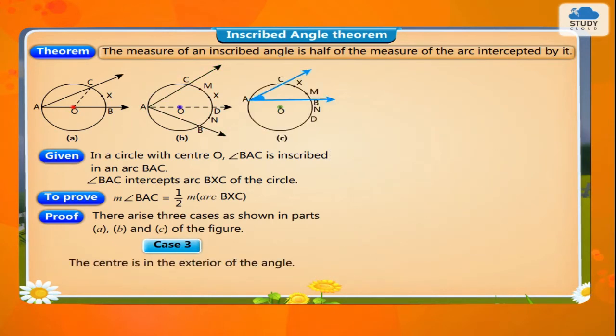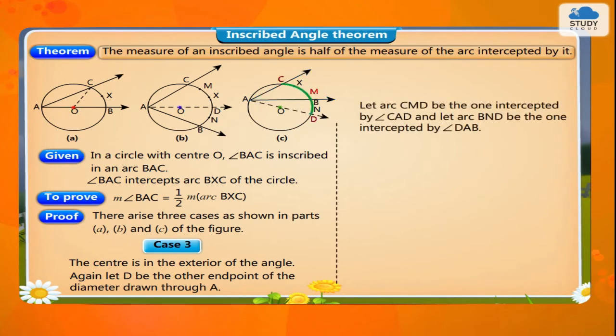Case 3. The center is in the exterior of the angle. Again, let D be the other endpoint of the diameter drawn through A. Let arc CMD be the one intercepted by angle CAD, and let arc BND be the one intercepted by angle DAB.